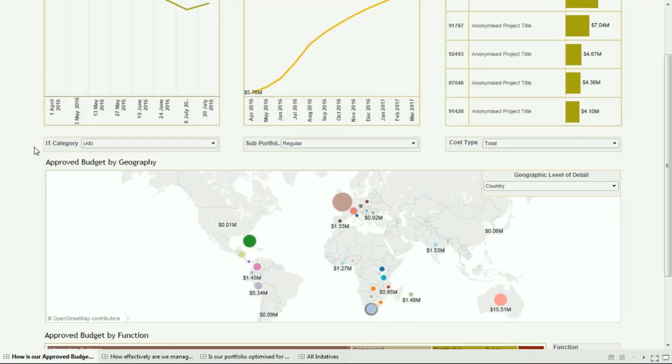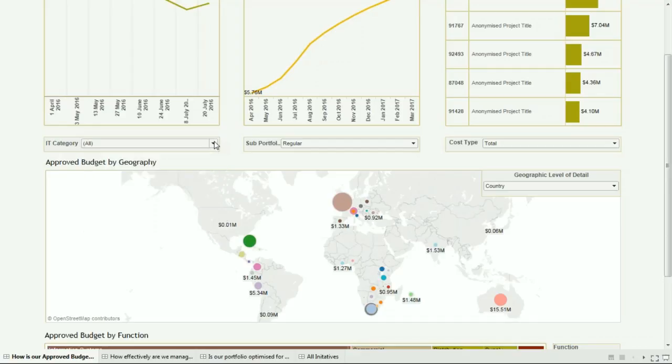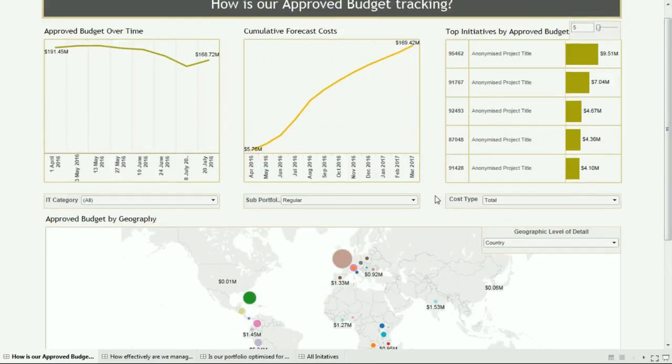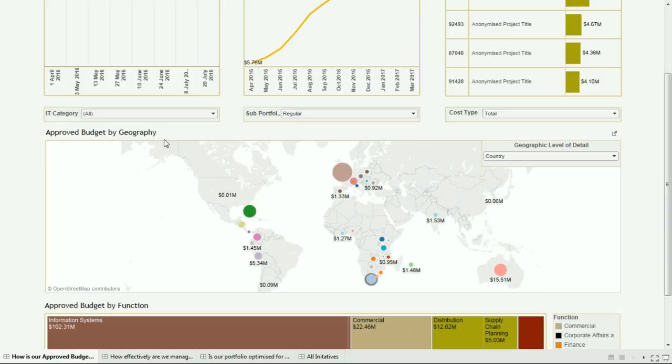We'll talk about the different areas and the options that we can associate with our dashboards. If we wanted to drill down by a specific IT type, we could do that. If we just wanted to look at our initiatives relating to data center and server infrastructure spend, that would affect all of the charts on the dashboard. Again, portfolios, if we wanted to drill down at a sub-portfolio level, we could do that. And if we were focused more on our OPEX project expenditure or CAPEX expenditure, we could do that as well. So fully interactive.